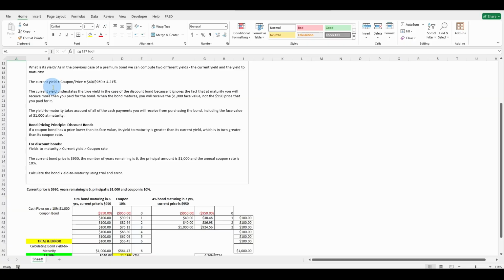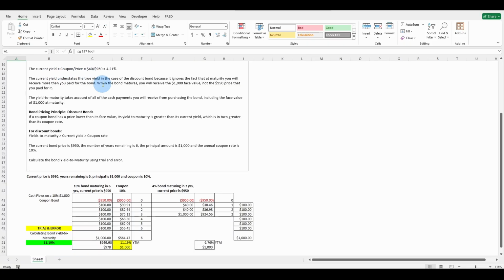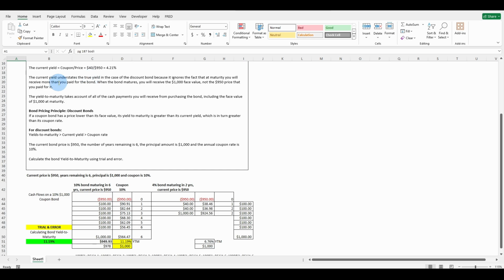The current yield equals coupon divided by price: 40 divided by 950 equals 4.21%. The current yield understates the true yield in the case of the discount bond because it ignores the fact that at maturity, you will receive more than you paid for the bond. When the bond matures, you'll receive a $1,000 face value, not the $950 that you paid for it.